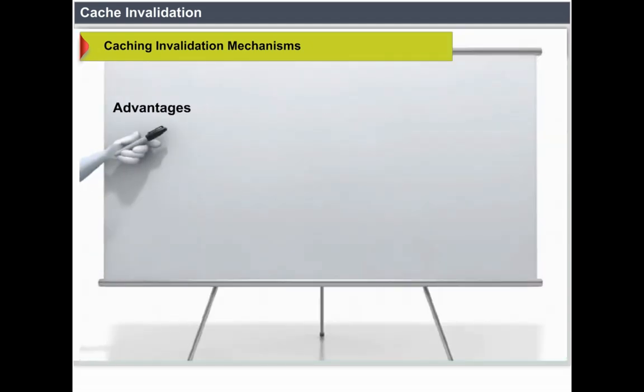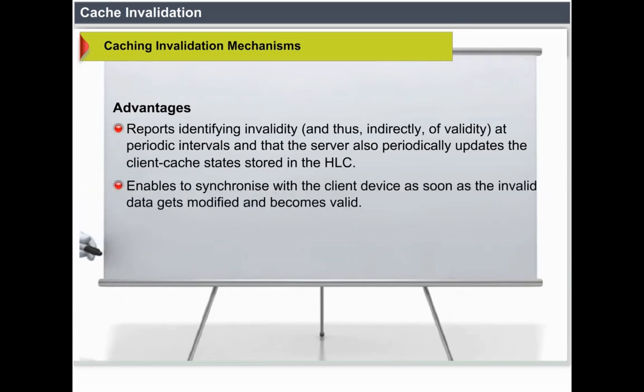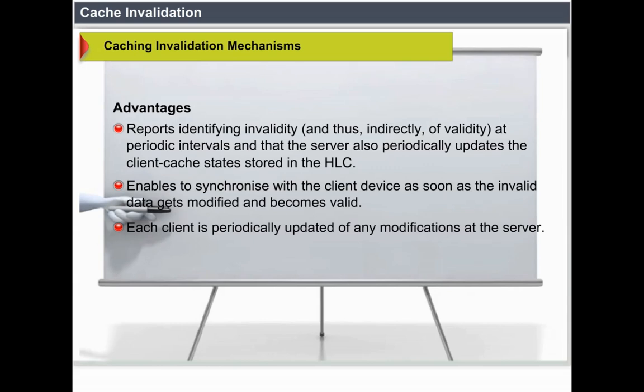Advantage of the stateful synchronous approach. Reports identifying invalidity, and thus indirectly validity, arrive at periodic intervals, and the server also periodically updates the client cache states stored in the HLC. This enables synchronization with the client device when invalid data gets modified and becomes valid. Each client is periodically updated of any modifications at the server.